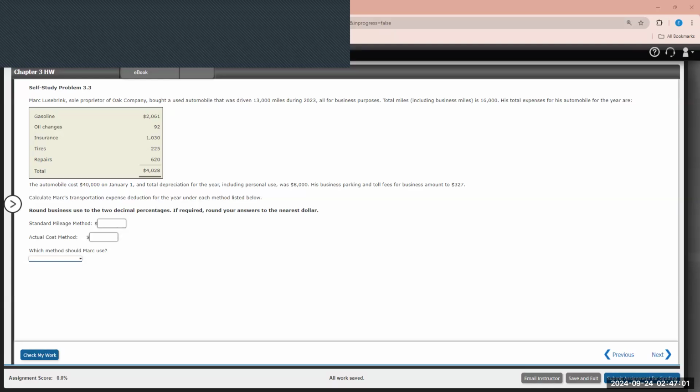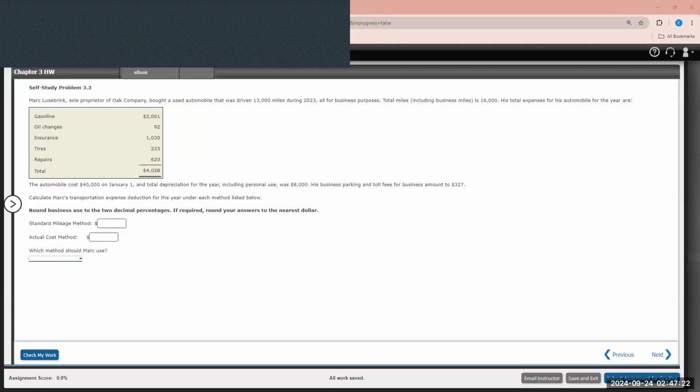But under the standard mileage method, this is more so an easier way to account for it, because now you don't need to keep all of your gas receipts or all of your mechanic receipts and things of that nature. And again, you can just utilize an odometer or an app that tracks your mileage throughout the year.